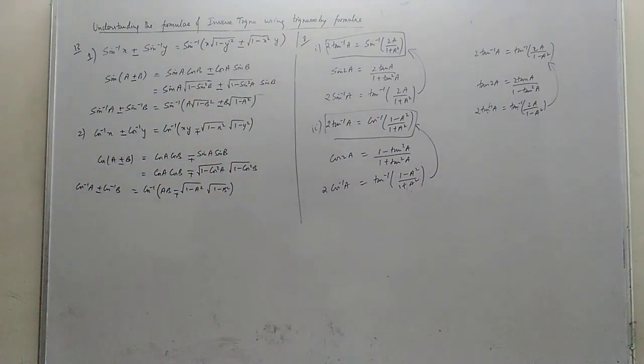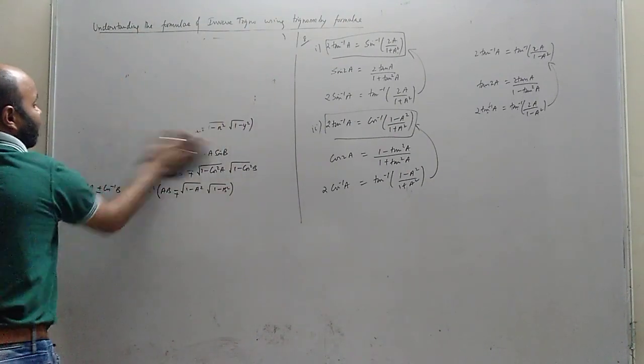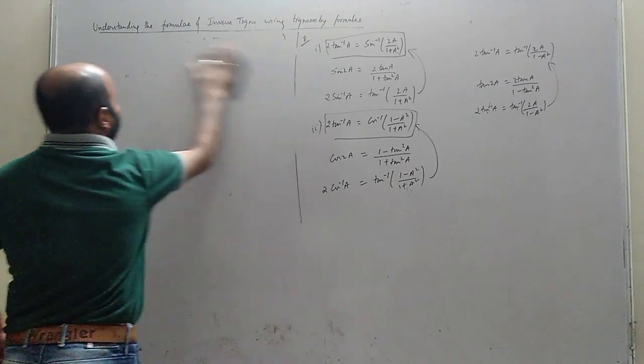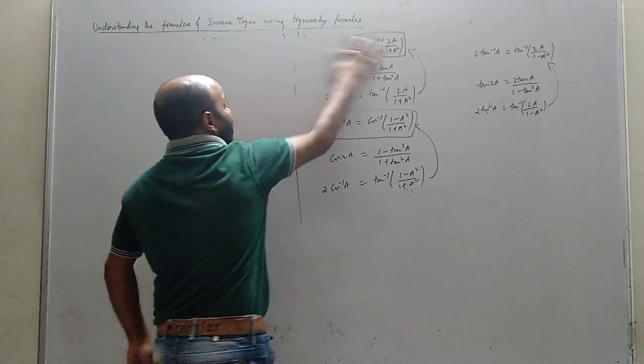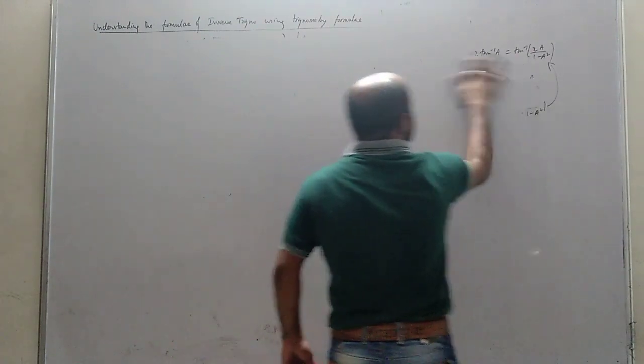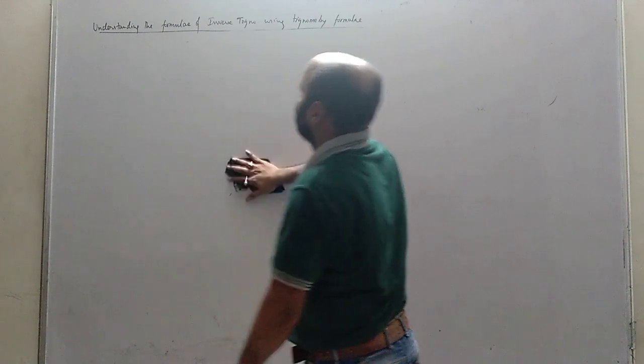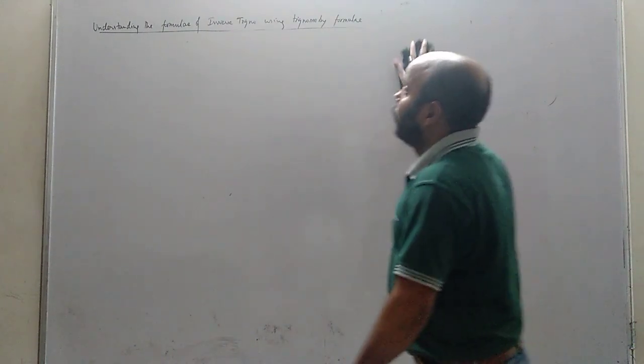Okay, let's see how long the video is. The video is already 32 minutes. Let's discuss one more part, then this video will be completely fine. Now see, there is one more theorem in your book, theorem number 14. That theorem is not really a theorem. So this topic is over. The topic we were doing is understanding the formulas of inverse Trigno using Trigno formulas, right?